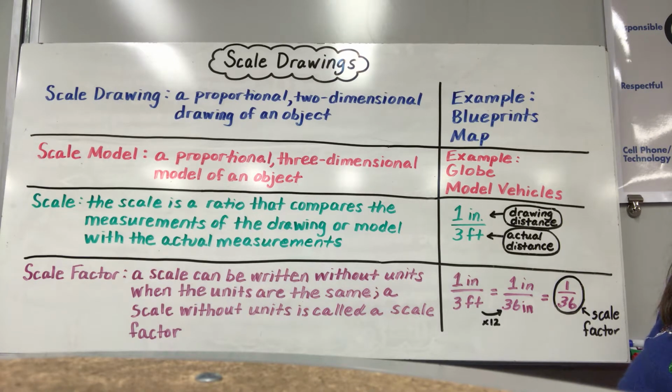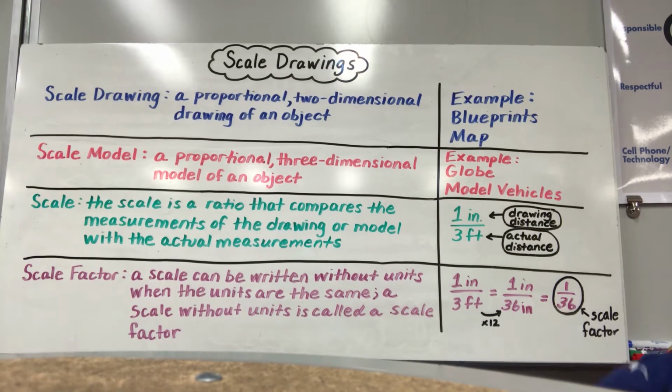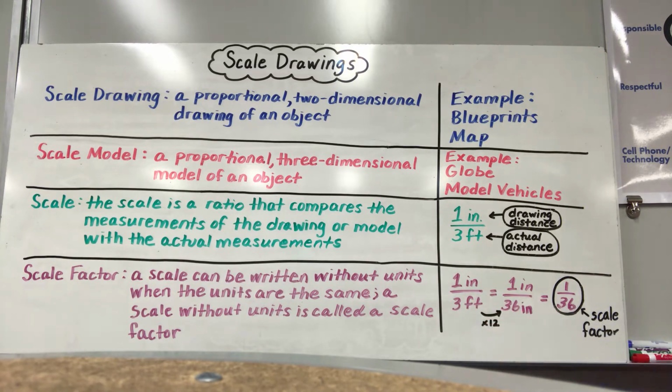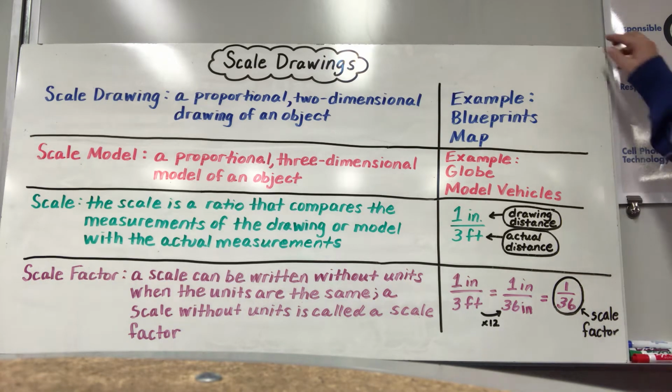A scale factor is another word you might hear. Scale factor is basically a scale written without units because the units are the same. So if I had this scale 1 inch to 3 feet and I changed them both to inches, it was 1 inch over 36 inches, 1/36 would be my scale factor. What's nice about a scale factor is it also tells me that my model or my drawing is 1/36 the size of the original.